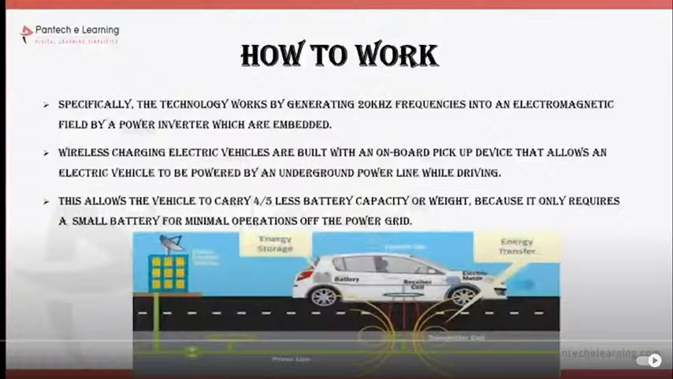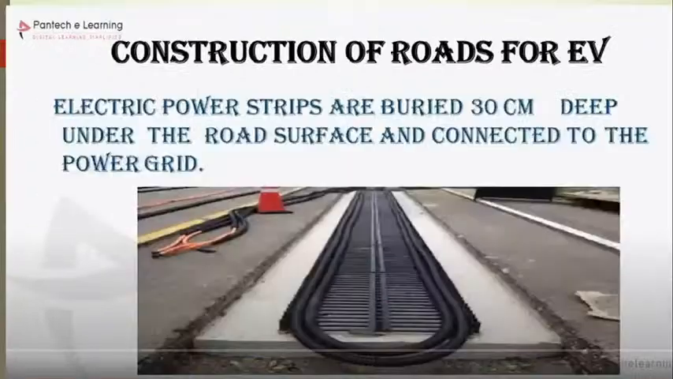It allows the vehicle to carry 4 to 5 times less battery capacity or weight, because it only requires small batteries and operates with the power grid. Here the power grid is nothing but a combination of multiple substations. It will transfer energy from one place to another place without the help of wires. Let us see constructions of roads for EV.